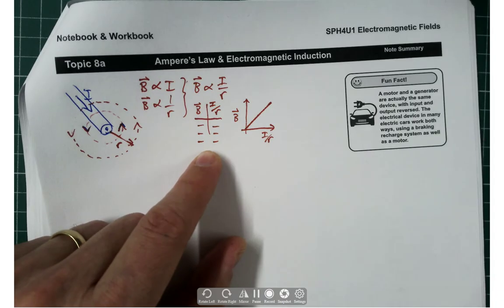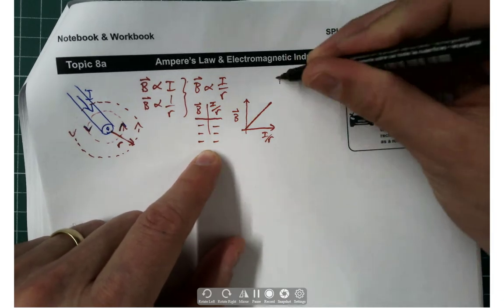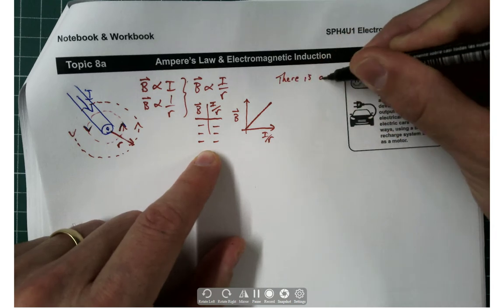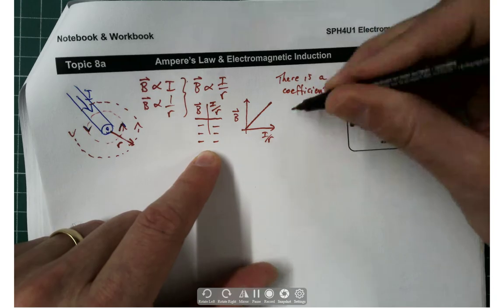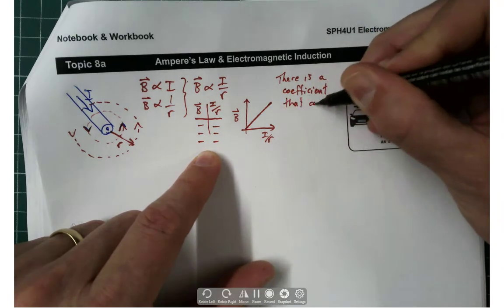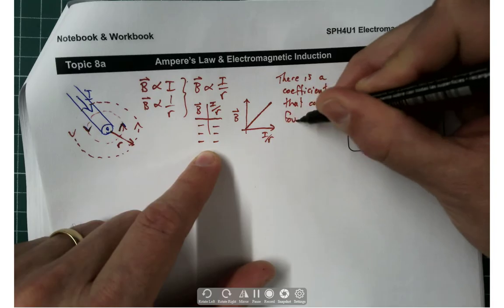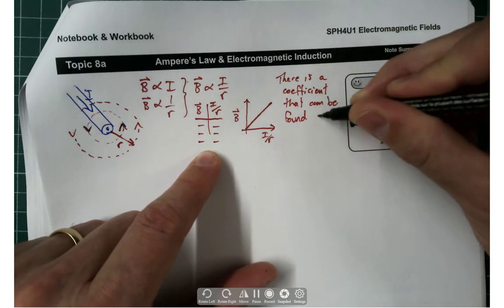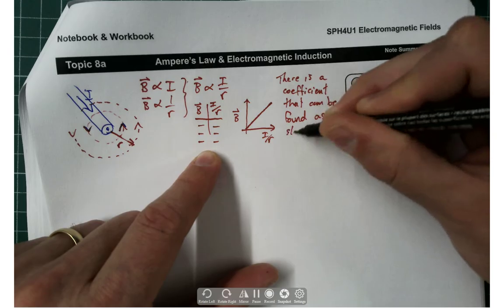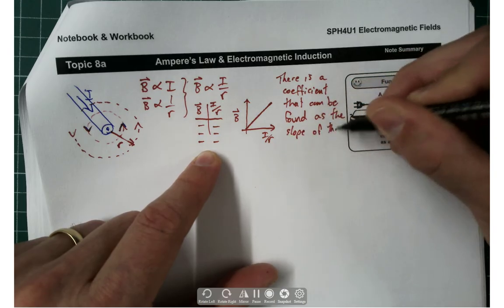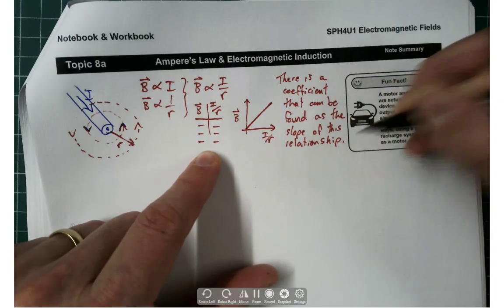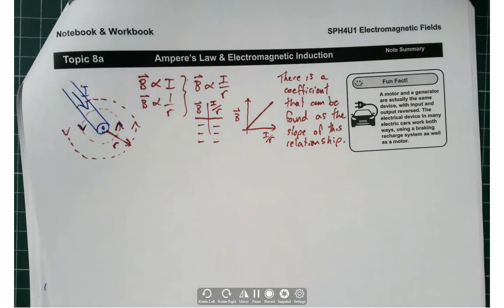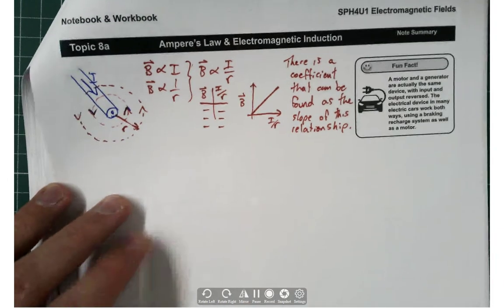So I want to do a quick little note on this. There is a coefficient that can be found as the slope of this relationship. And this really does remind me of what Cavendish did, but with gravity, right? You guys remember we talked about this once before? Linearization is really, really powerful for deriving formulas.